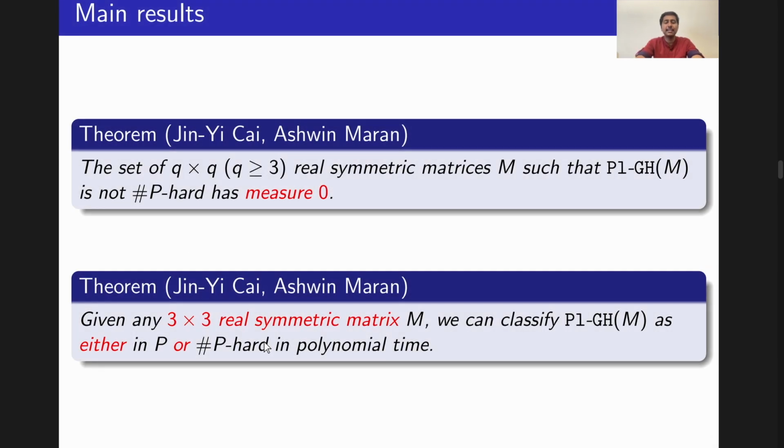Now I want to cite and state our main results here. The first result we'll prove is that the set of q cross q real symmetric matrices such that planar GH of M is not #P-hard has measure 0. And then we will also show that given the 3 cross 3 real symmetric matrices, we can classify planar GH of M as either in P or #P-hard.